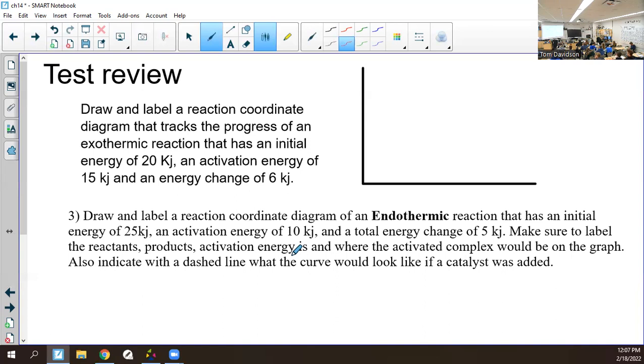Try this problem. Draw and label a reaction coordinate diagram that tracks the progress of an exothermic reaction that has an initial energy of 20, an activation energy of 15, and an energy change of 6. Ready? Go. If you can do this, you can do one on the test.